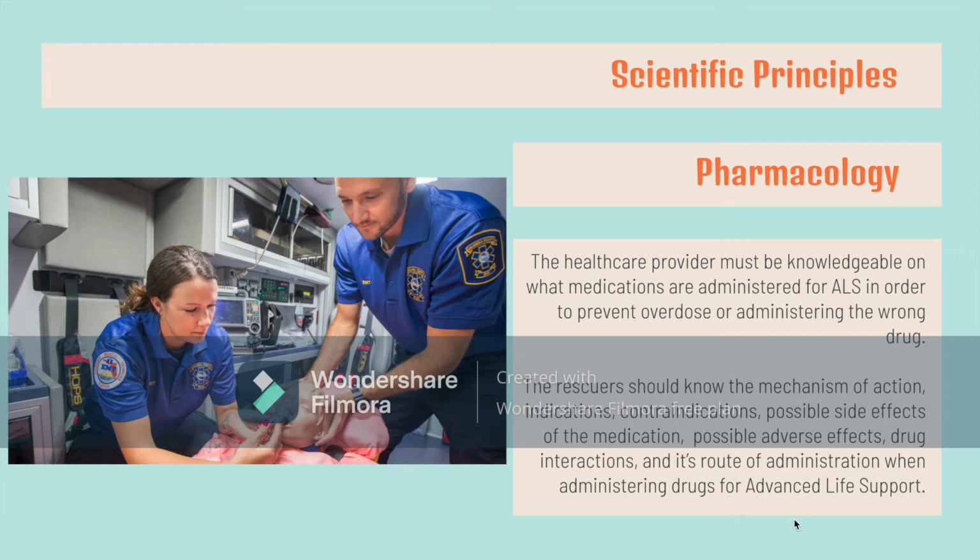Next would then be pharmacology. So the healthcare provider must be knowledgeable on what medications are administered for ALS in order to prevent overdose or administering the wrong drug. The rescuer should know the mechanism of action, indications, contraindications, possible side effects of the medication, possible adverse effects, drug interaction, and its route of administration when administering the drugs for advanced life support.